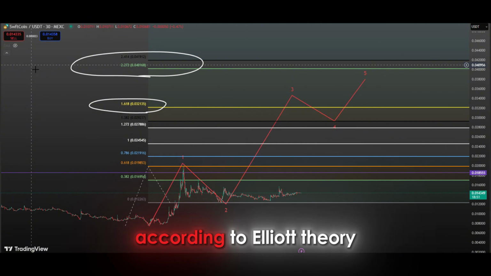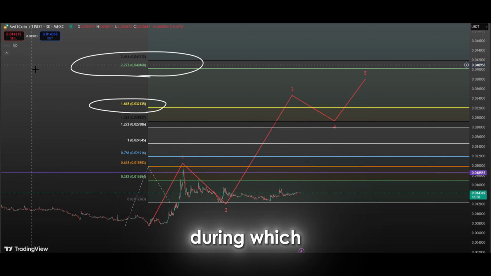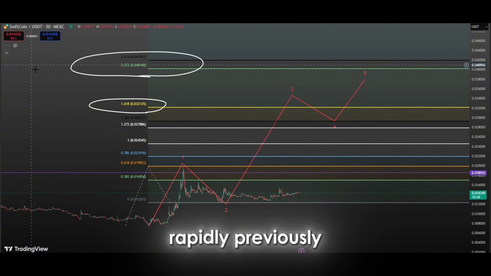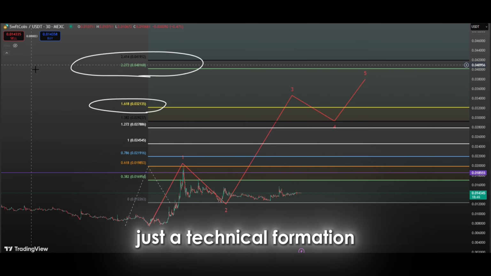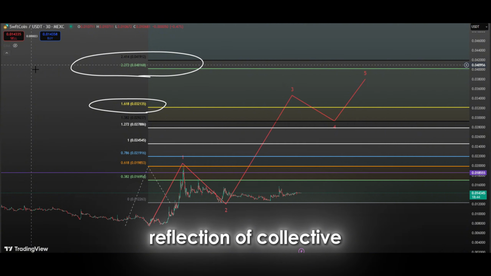According to Elliott theory, the third wave is the phase during which investors experience fear of missing out. As prices rise rapidly, previously hesitant or cautious investors begin to rush into the market, which further accelerates the price increase. So, the third wave is not just a technical formation, but also a reflection of collective investor psychology.